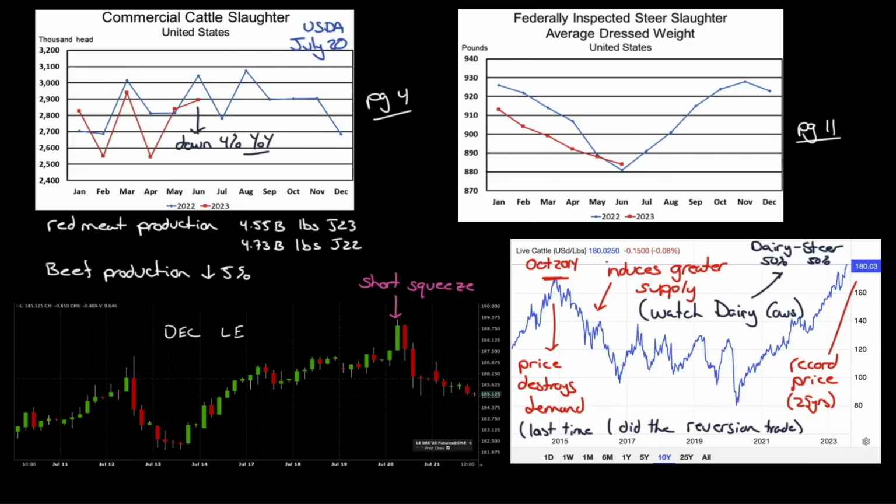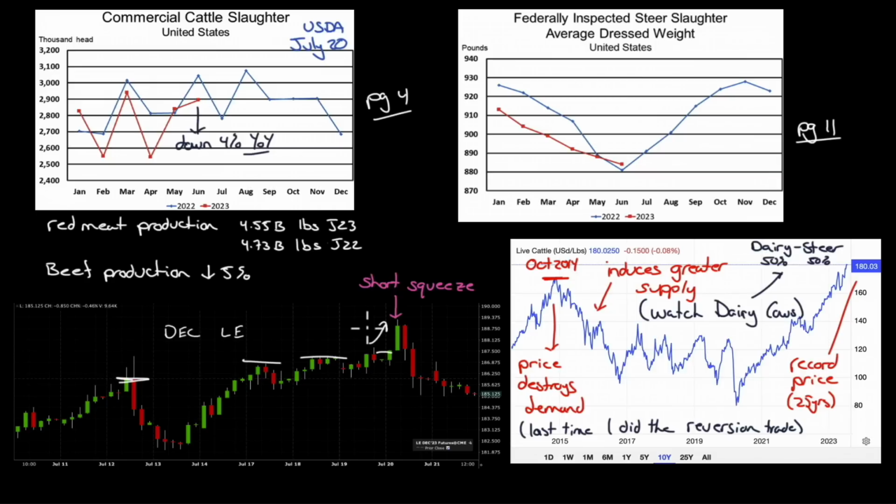Let's spend some time here with some live cattle. Last week was interesting on the price action. You had it hit 186, and then it kind of hung out there for a while. Then you had a breakout, and up it went.